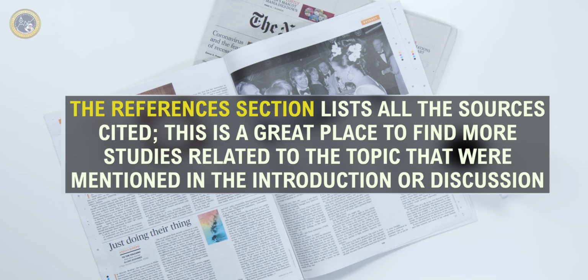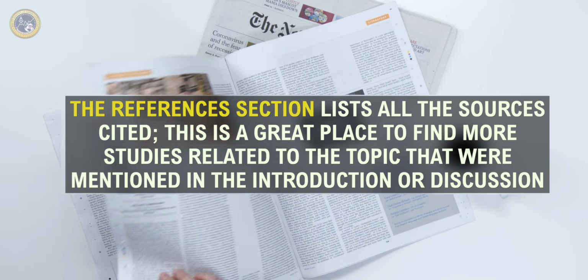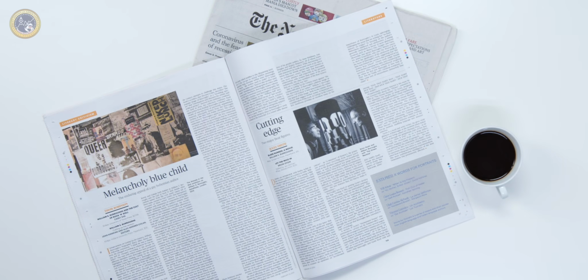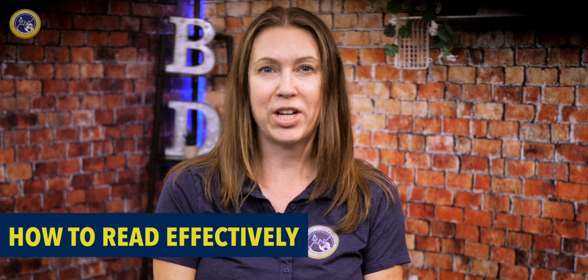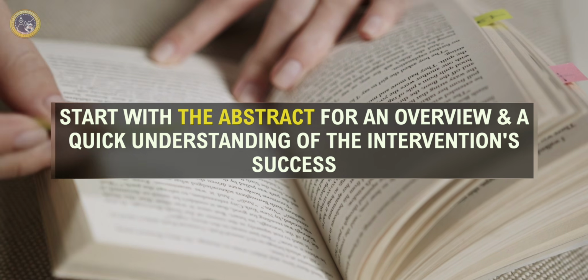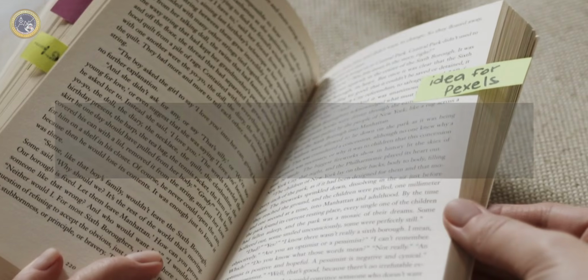This section lists all the sources cited. It's a great place to find more studies related to the topics that were mentioned in the introduction or discussion. Here's how to read a single subject research article effectively. Start with the abstract for an overview and a quick understanding of the intervention's success.